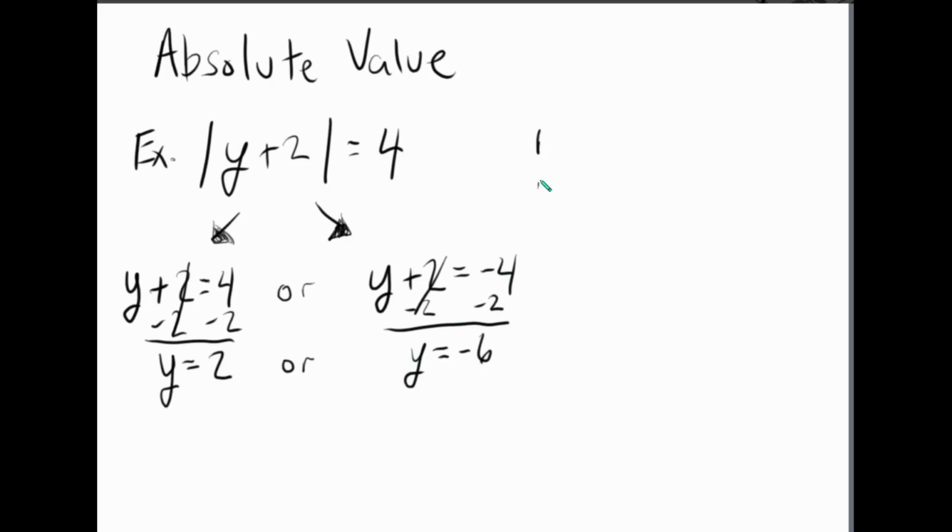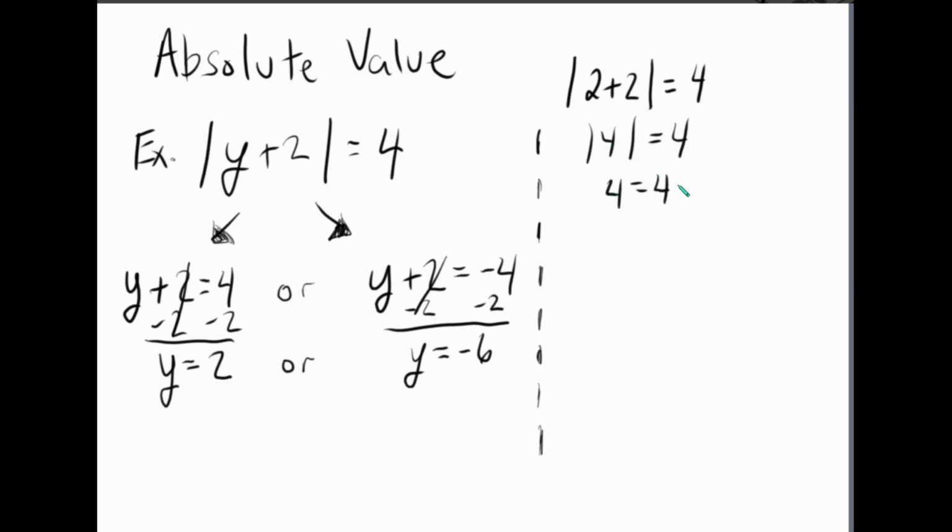Now, we can check those results. We can check to make sure that y equals 2 and y equals negative 6 work by substituting back into my equation and seeing if I get a true statement. Let's start with y equals 2. Wherever I see y, I'm going to replace it with 2. So the absolute value of 2 plus 2 is equal to 4. 2 plus 2 is 4. The absolute value of 4 does equal 4. So our solution of 2 checks out.